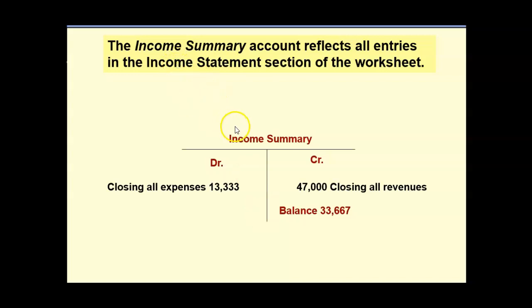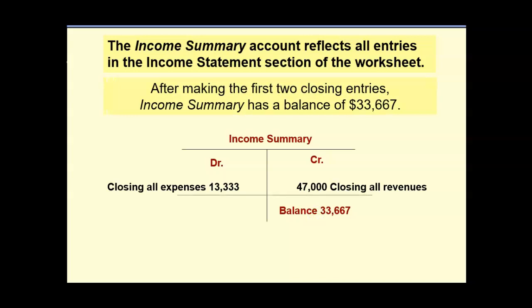The third step is to close out the income summary account. Before the account can be closed, you must first determine what is the balance in the income summary account. In step one, we credit the account for $47,000, and in step two, we debit the account for $13,333. Therefore, the income summary account is currently showing a credit balance of $33,667. Perhaps you're saying, what does that $33,667 represent?